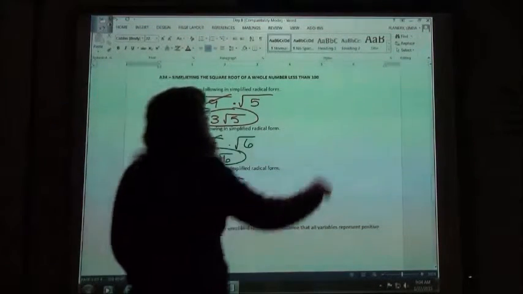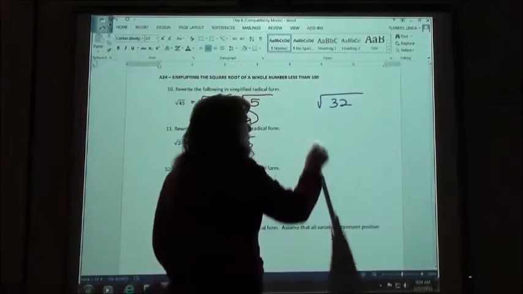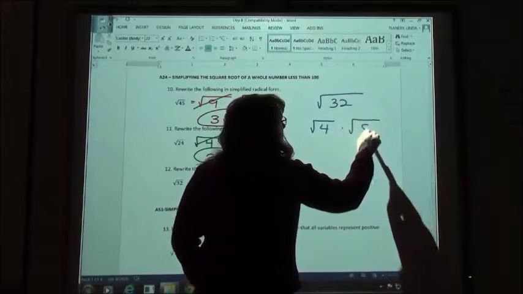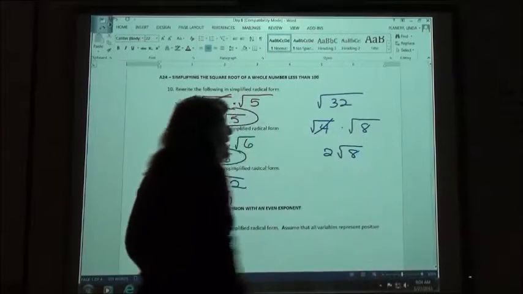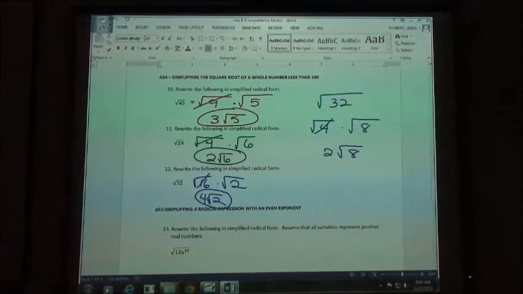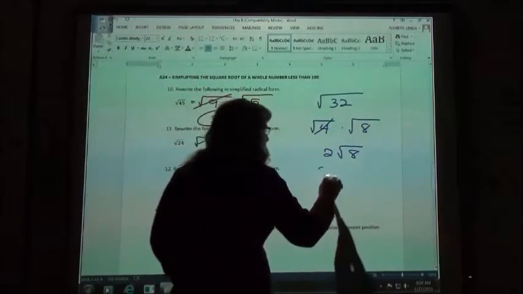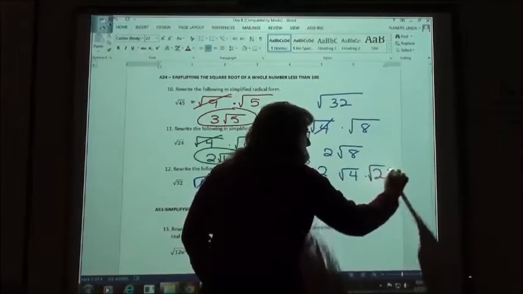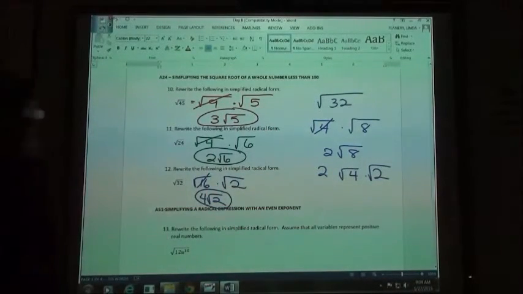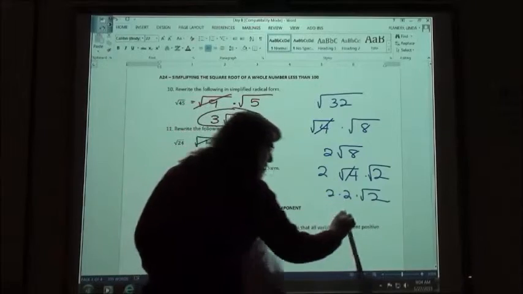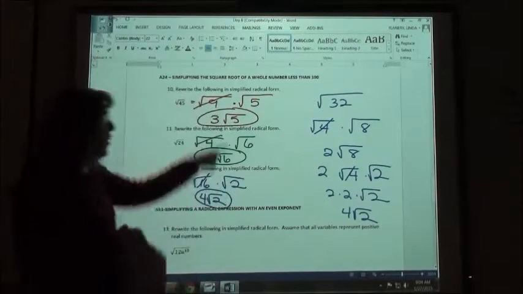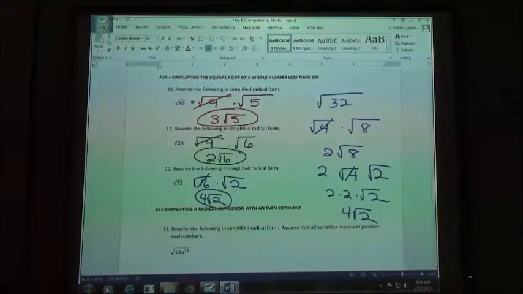Now what happens if someone said it's 4? Okay? 4 times what is 32? 8. Square root of 4 is 2, and I get 2 square root of 8. If I put 2 square root of 8 in, they're going to tell me it can be simplified further because 8 can be factored out, right? 8 can be written as 4 times 2. And then I can take the square root of the 4 again. So now I have 2 times 2 times the square root of 2. And 2 times 2 is 4 times the square root of 2. So I can get there eventually, but if you find the biggest one first, it was a whole lot shorter, right?